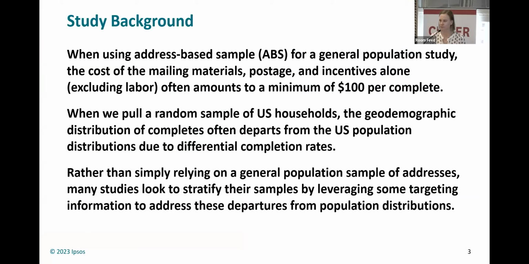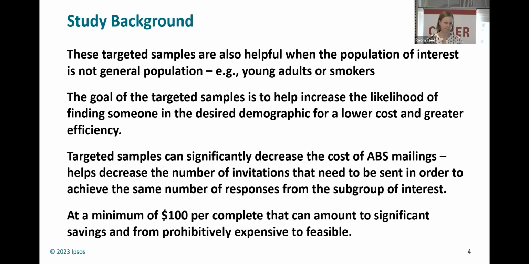We've heard a lot about address-based sampling so far today, and so I think it's probably not a surprise to most people in this room how expensive it can be, right? So even just thinking about mailing materials, the postage, the incentives, the minimum cost can be $100 for a complete. And when we pull a random sample of addresses, the distribution of completes that we get back, as we all well know, doesn't really match population benchmarks due to differential completion rates. So a lot of studies are trying to do some stratification, leveraging some targeting information to help us proactively combat some of those differential non-response or completion rates.